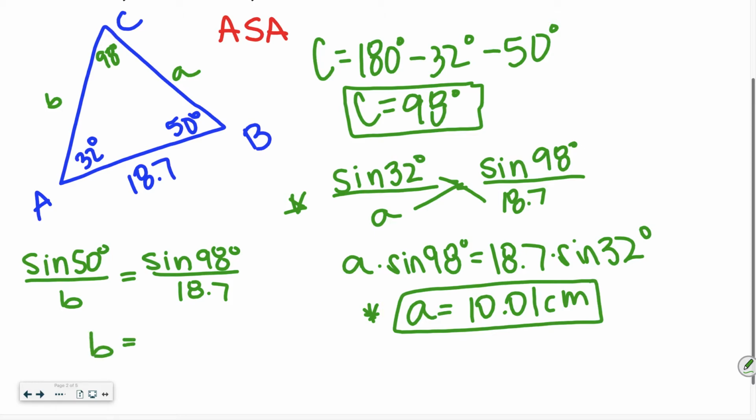Okay. So I'll let you work through that one without me showing you every single step. What do we get for side B? 14 point what? 47. 47?